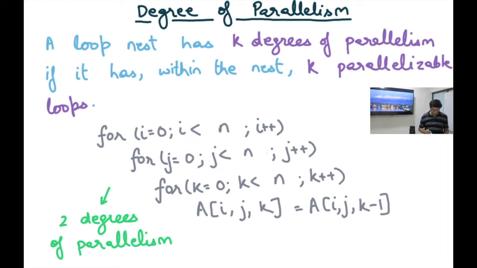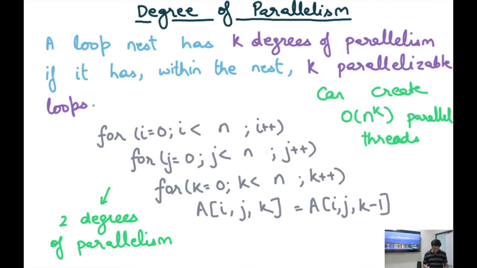It's a 3-depth loop: for i equals 0 to n, for j equals 0 to n, for k equals 0 to n, a[i][j][k] equals a[i][j][k minus 1]. For different values of i comma j, there are no dependencies, but for different values of k, there are dependencies between these two axes. And so the top level loops here can be parallelized, but the innermost loop cannot be parallelized.